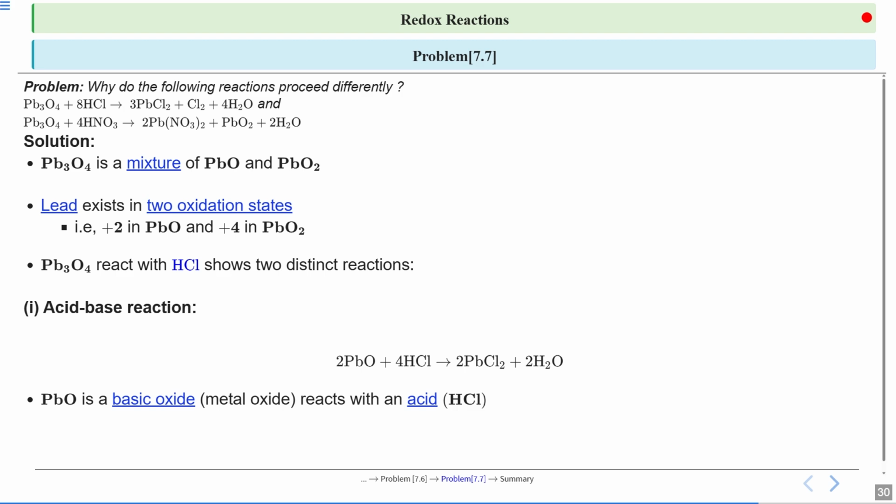The PbO, which is a basic oxide, that means a metallic oxide, is reacting with an acid, that is HCl, and it forms the salt, that is PbCl2, and water. So this is the acid-base reaction between PbO and HCl.